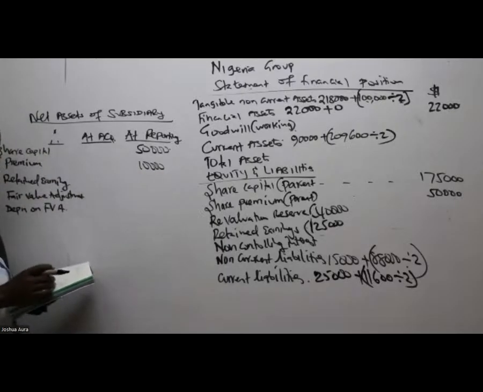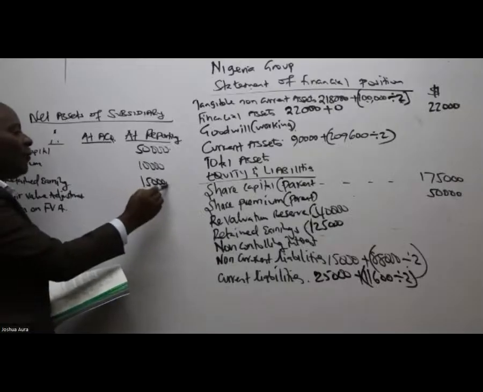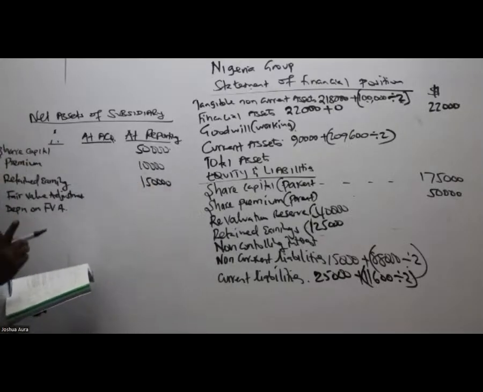Reserve, there is no reserve there. I can see retained earnings. Retained earnings, what do we have, ladies and gentlemen? Retained earnings, we have 150,000. Retained earnings at the end.